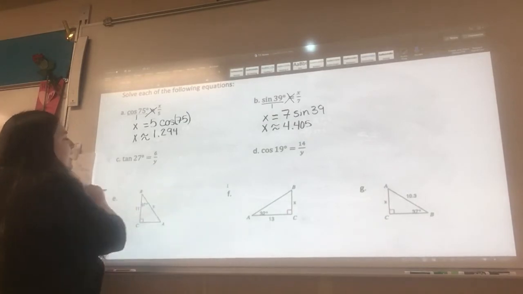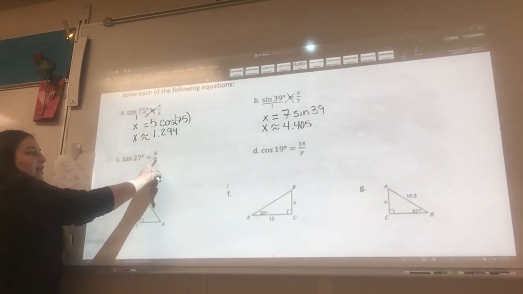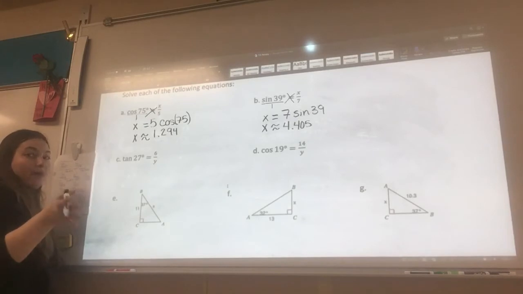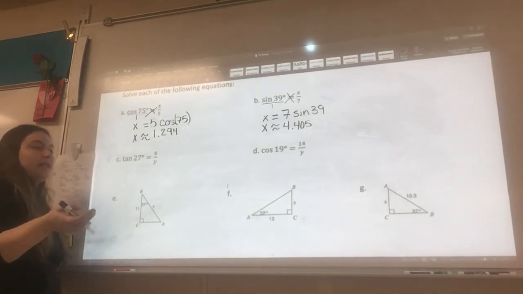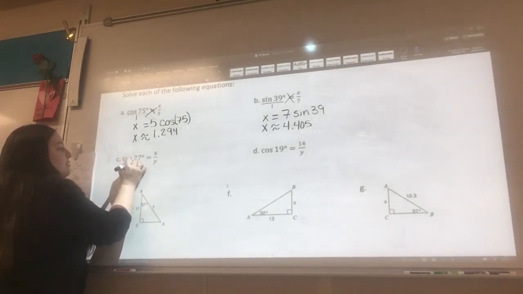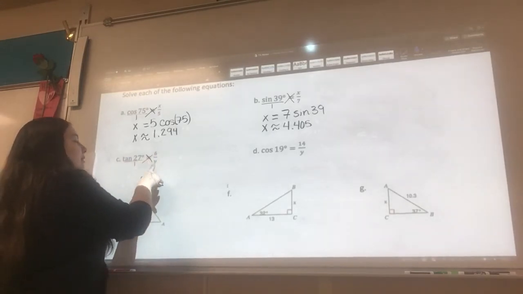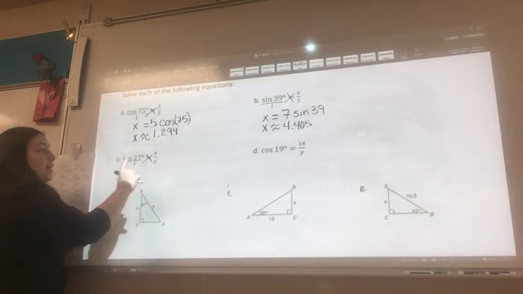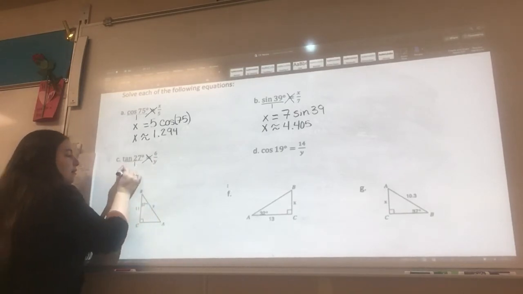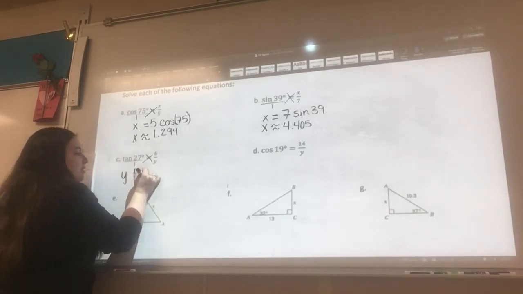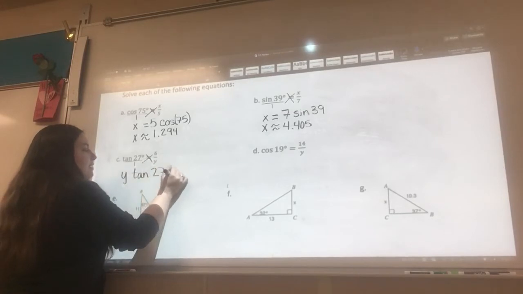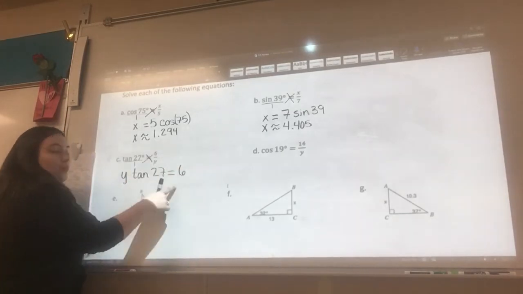Moving on to C. Our variable is now in the denominator. Same process, we're gonna make it look a little bit different. It is still over 1, we cross multiply. Remember how I said I like variables over on this side, so we're gonna take y times the tangent of 27, and it's gonna equal 6, because 6 times 1.